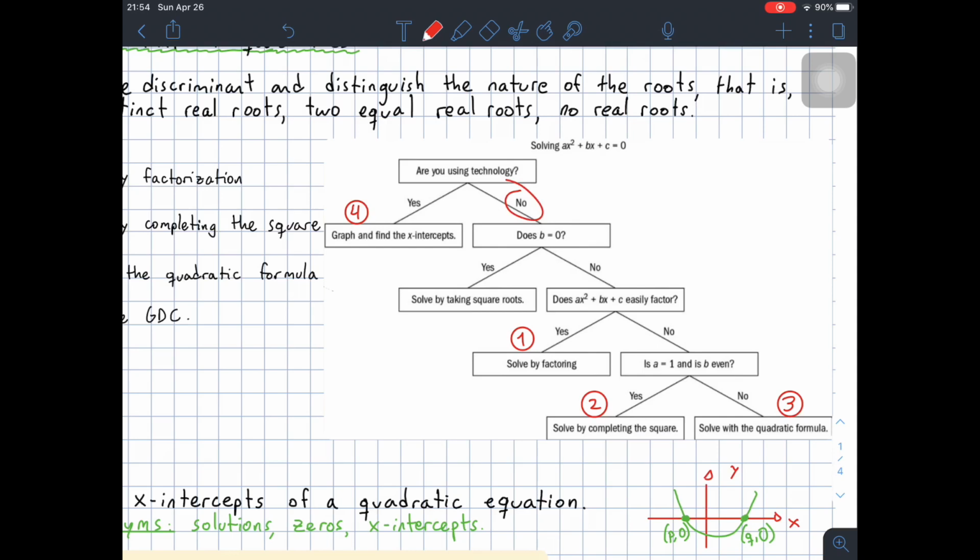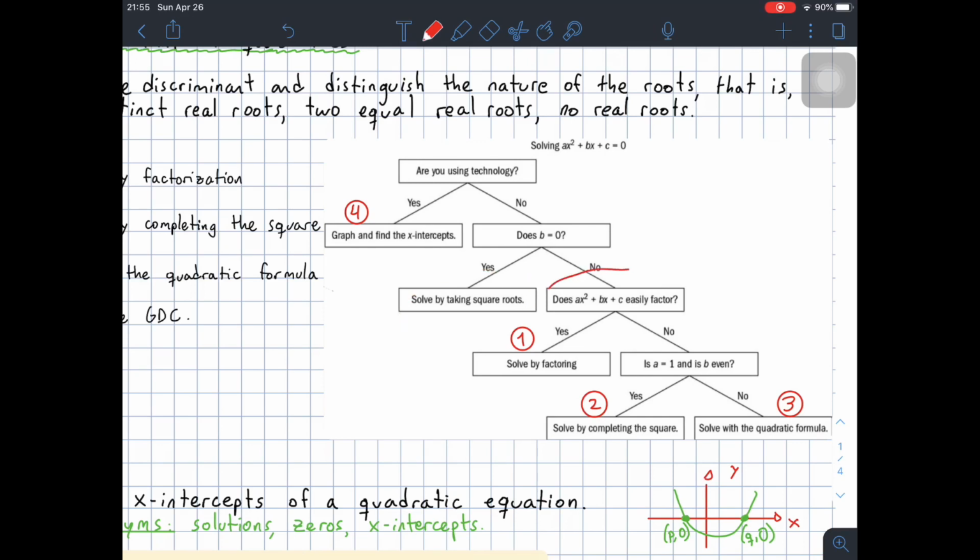If you're not using technology, does b equal 0? b is this value over here. If b is 0, then solve by taking square roots. For example, if we have x squared minus 25 equals 0, you see that there's no b here, so we can just take the 25 to the other side and take the square root of both sides, and we will get plus or minus 5. That's not one of the 4 techniques, but it's an easy way to solve this. So if b is 0, solve by taking square roots.